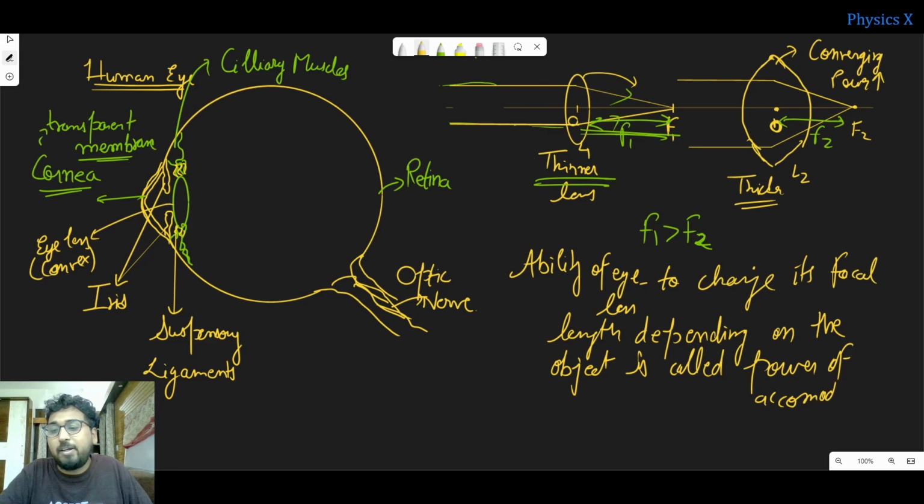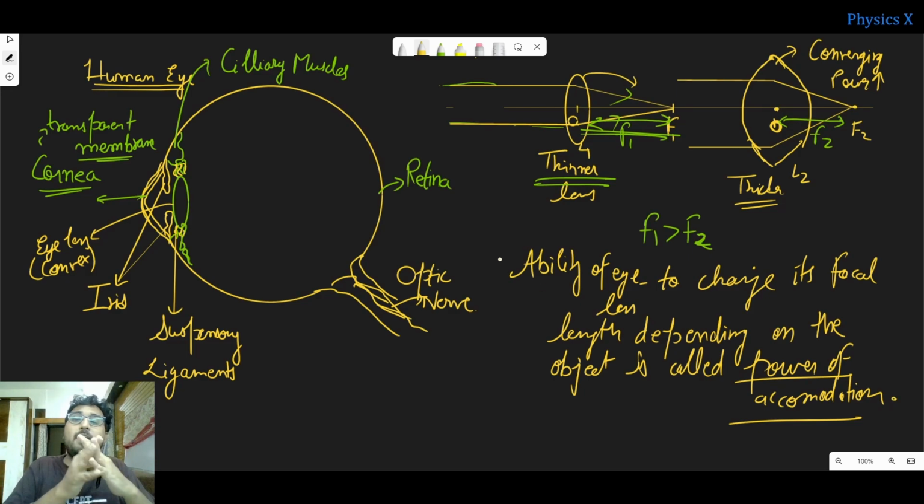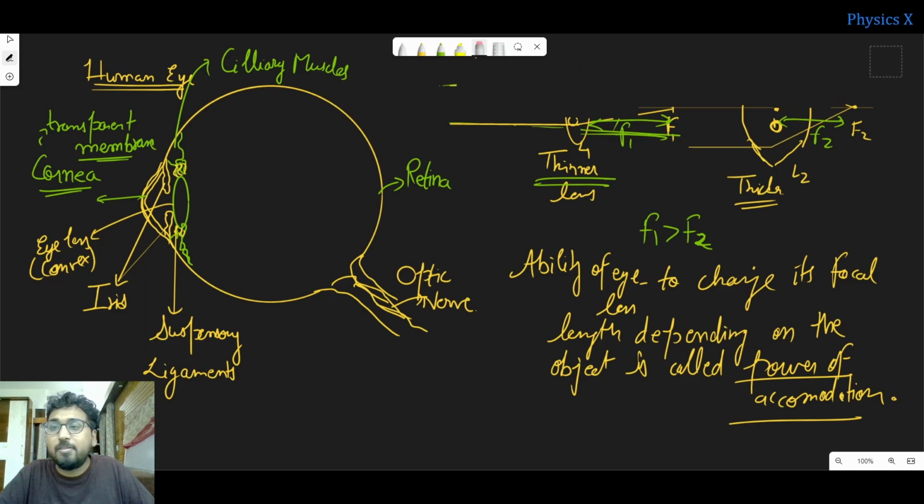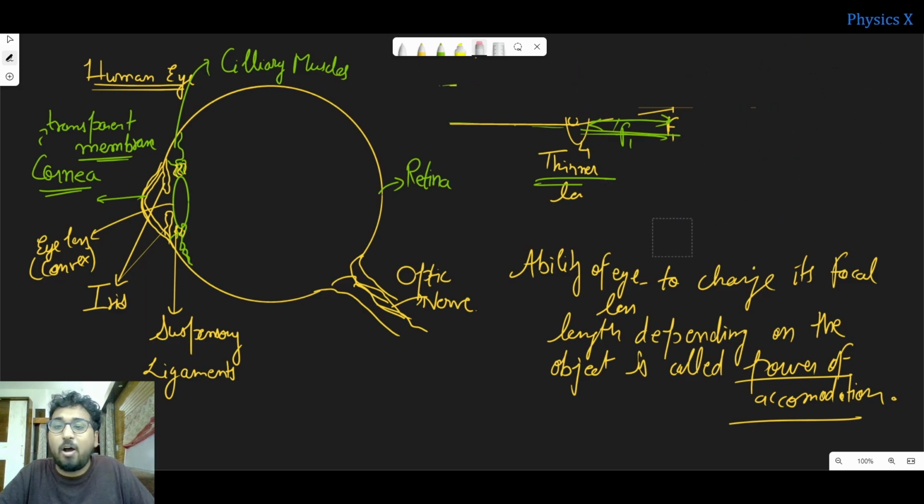So what is it doing? Power of accommodation. So the human eye lens has the power to accommodate its focal length, right? Suppose the object is near. The meaning is, how does this happen in the human eye.